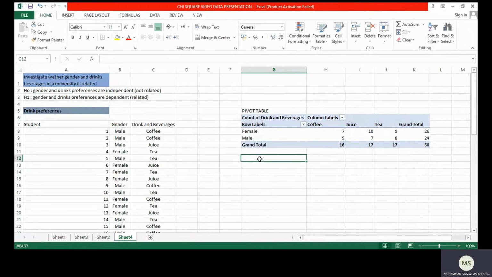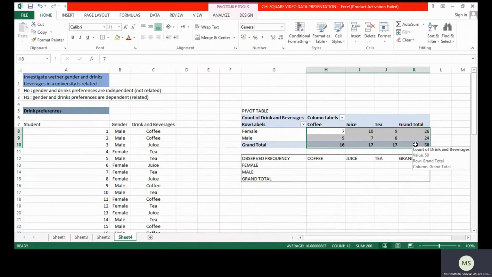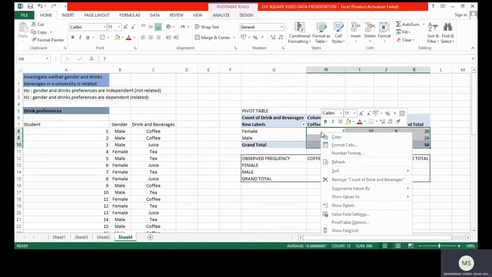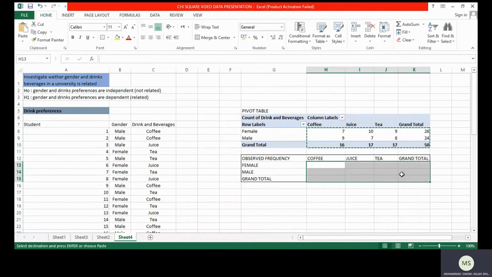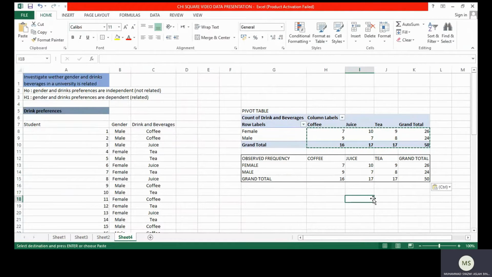Now we go to the observed frequency. This is the observed frequency table. To get the value, the observed frequency value is the same as the pivot table. So we can copy the values in the pivot table and paste in observed frequency. So this is the observed frequency table.